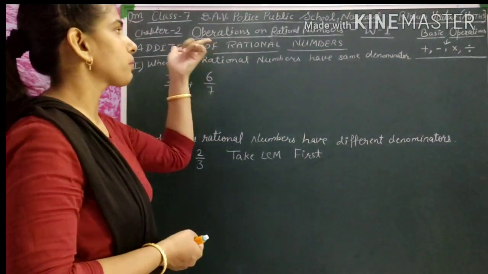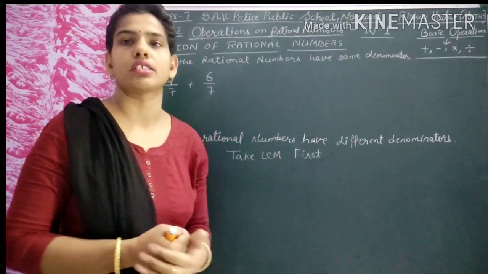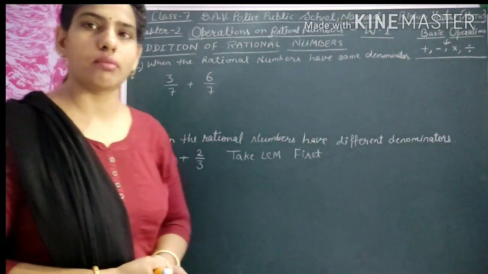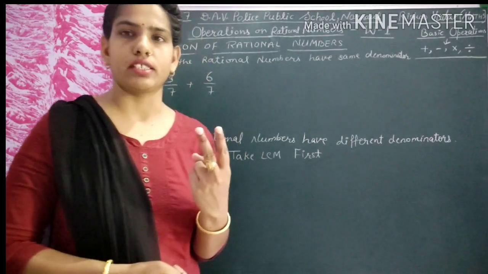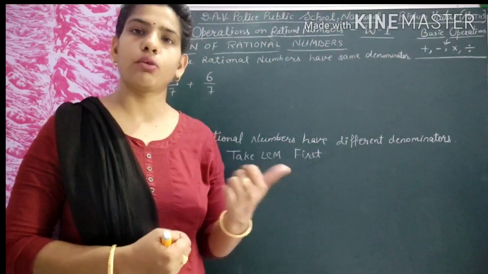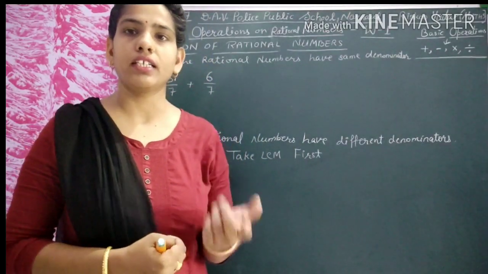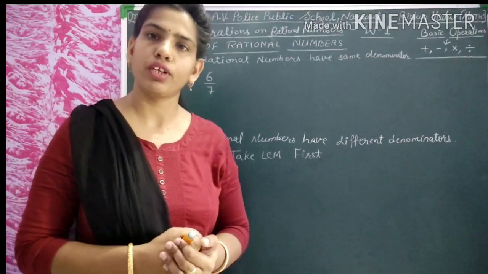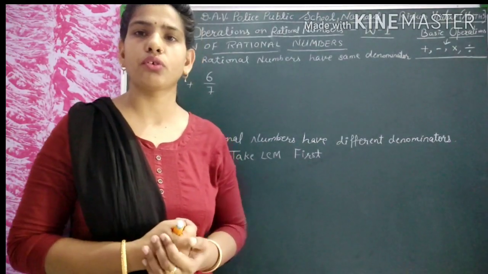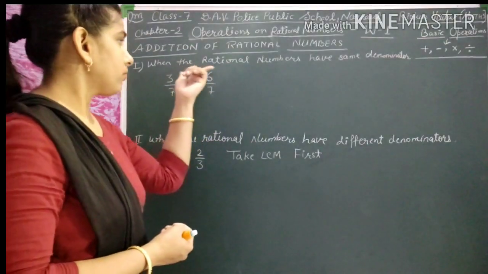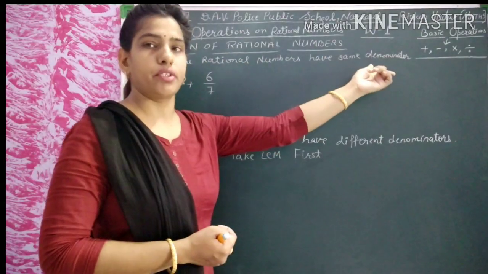The first operation is addition of rational numbers. In addition of rational numbers, there are two conditions. One condition is that the denominator is the same, and the second condition is that the denominator is different. How do you solve when the rational numbers have the same denominator?